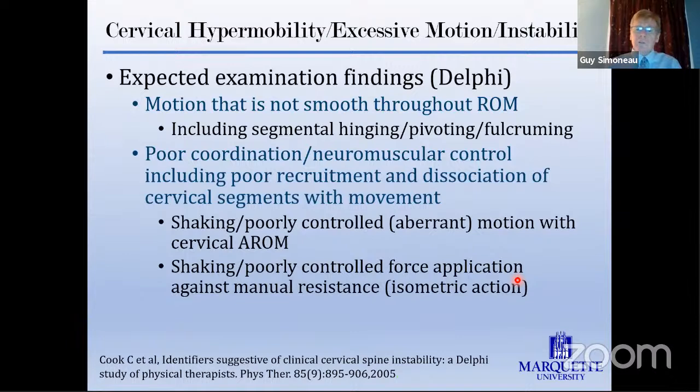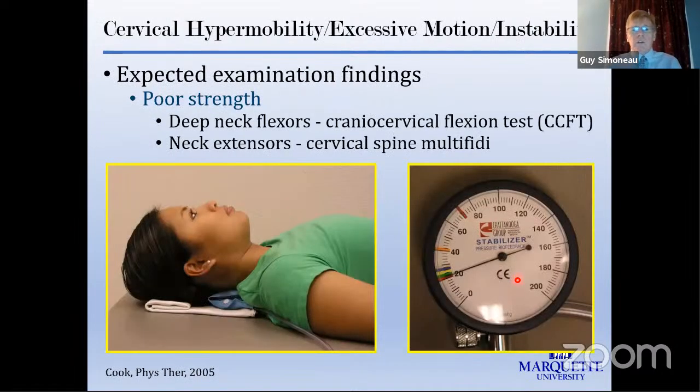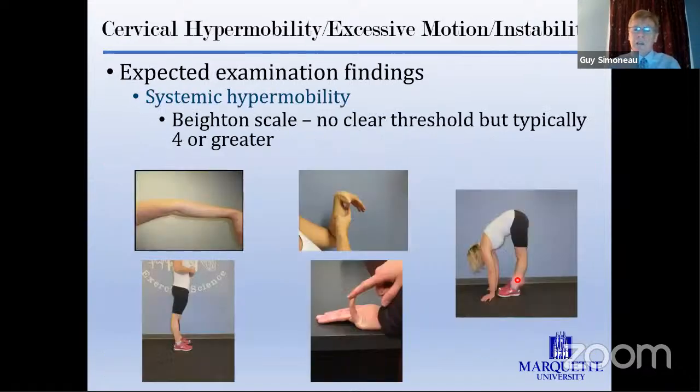And then what we also observe is just poor quality of motion of the cervical spine with shakiness, aberrant motion, kind of out of line motion and so on. And as I mentioned, hypermobility, especially of the mid-cervical spine, that's typically where you see the hypermobility with that population. So we also expect them to have weak deep neck flexors, as well as multifidi. And we expect them to probably fit a model of having excessive mobility. If you're familiar with the Beighton scale, they'll probably rate 4 or more on that Beighton scale.